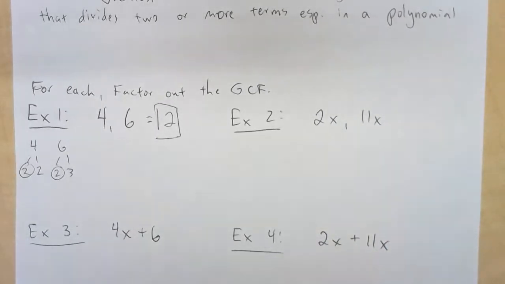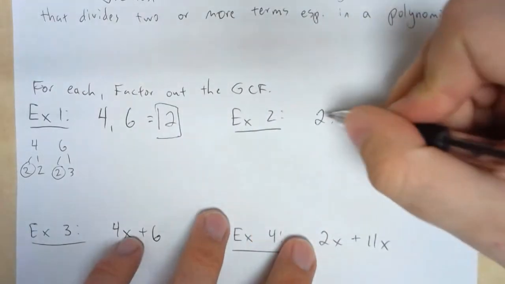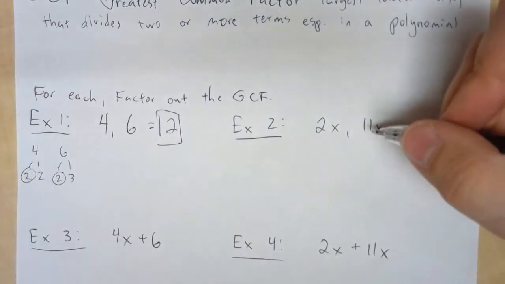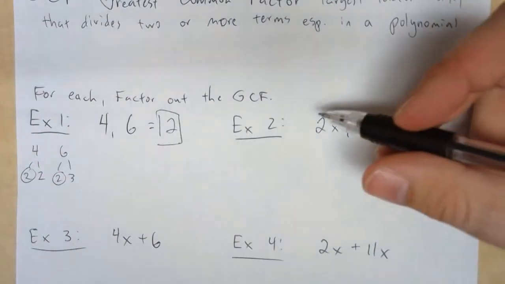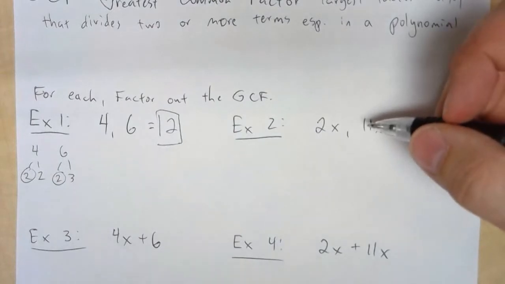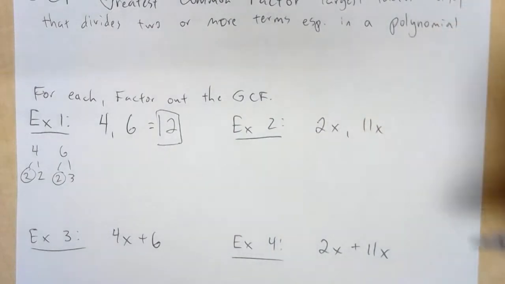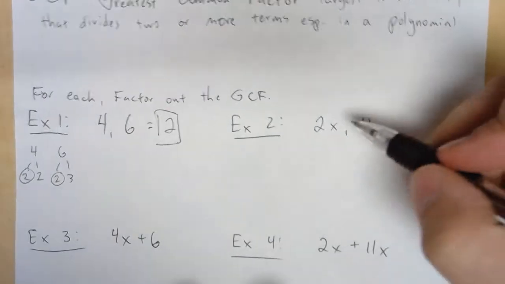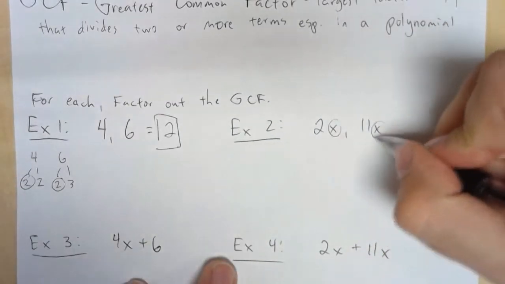Okay, so when we're looking at example 2, we see something different though. We have 2x and 11x. So if we made a factor tree, 2 is prime and 11 is prime, which means nothing multiplies to be them except for 2 and 1, and 11 has 11 and 1. So they have no numbers in common. But there is a GCF. We note there is one x in each of these.